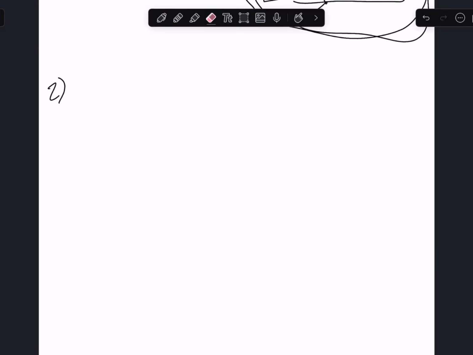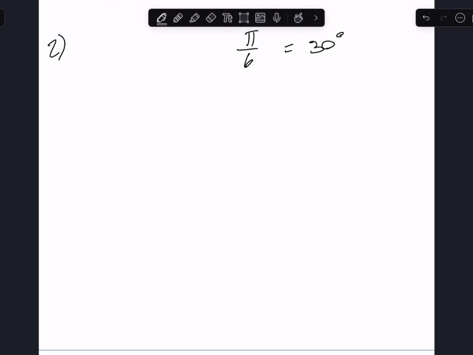How's it going? Today we're going to find the 6 trigonometric functions corresponding to the angle pi over 6, which also is equal to 30 degrees. So our 6 trigonometric functions consist of sine, cosine, tangent, and then obviously their opposites, so cotangent, cosecant, and secant.